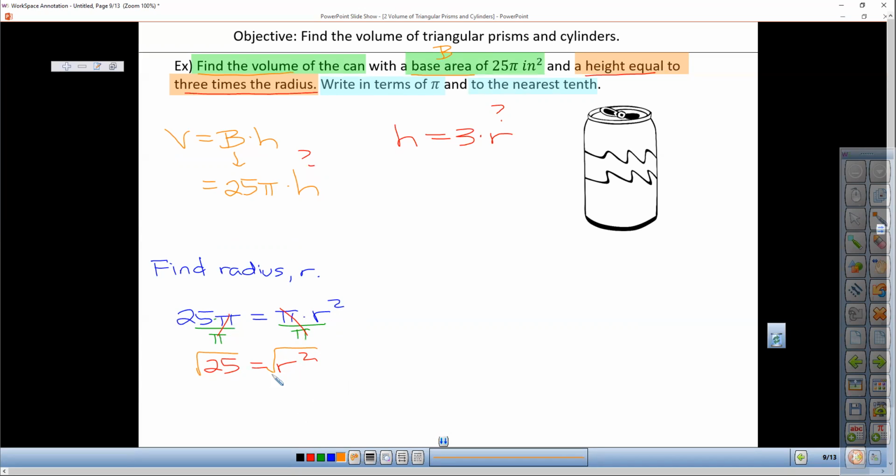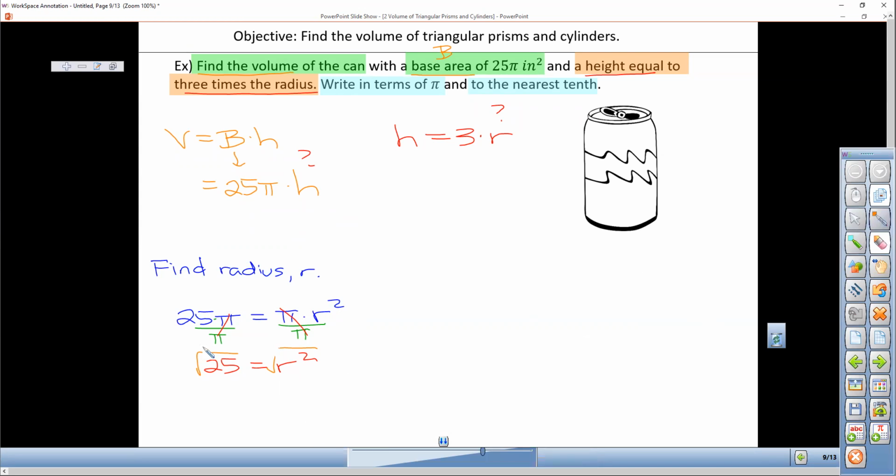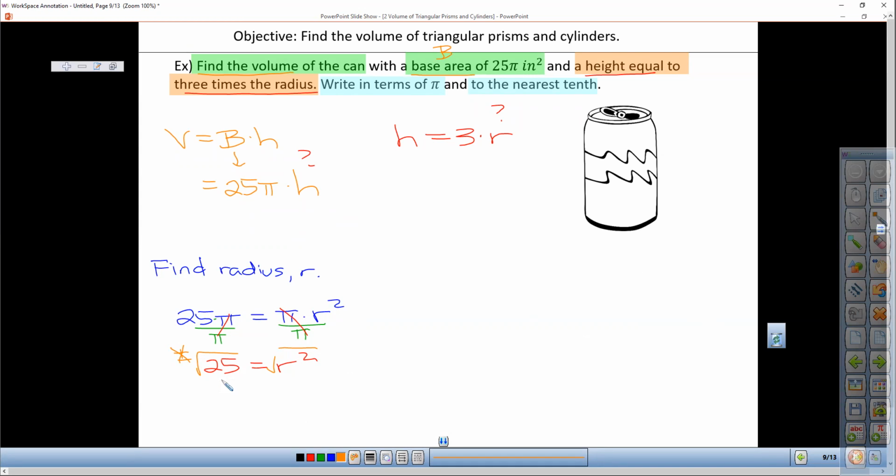Now, technically, our square root property requires a plus minus, but remember, we're in context here, and r represents a measurement. Measurements can't be negative. So we use here what we call the principal square root. The word principal means just positive. So here we just want the positive or principal square root, which is 5. And so now we know our radius is 5.